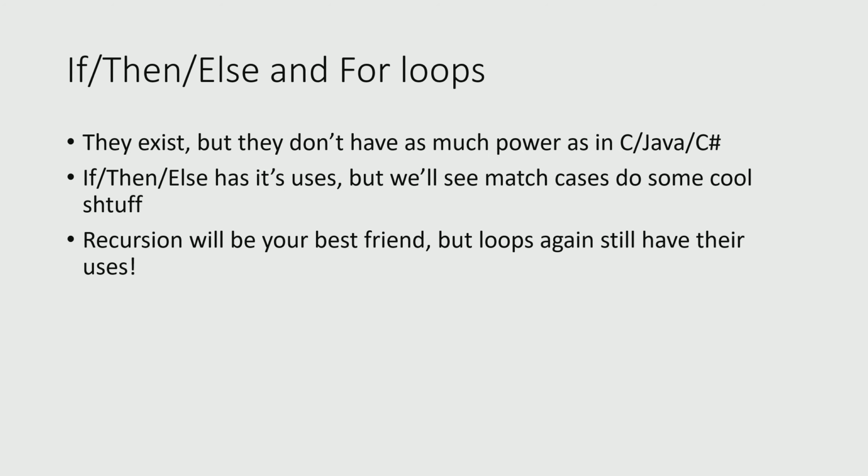Then let's get on to this business of if, then, else, and for loops. First of all, how do they work in Ocaml? Because we love them in our object-oriented languages. And second of all, how often do we use them? That's something we might be surprised to see in a functional language: they do exist, but they don't have the same amount of power as they did in Java, C#, and C. We have our uses for them.